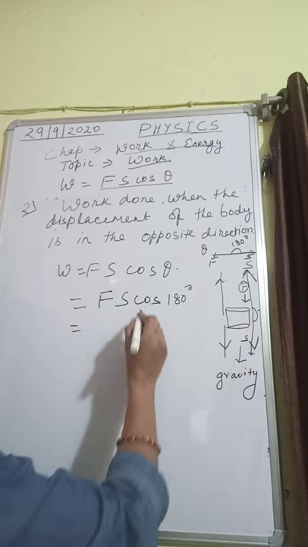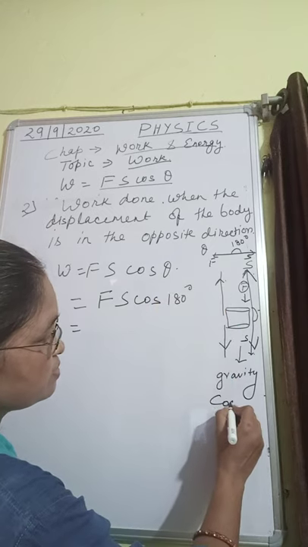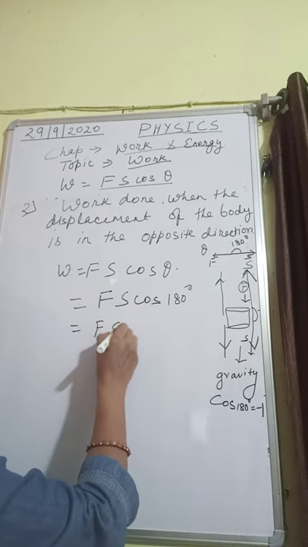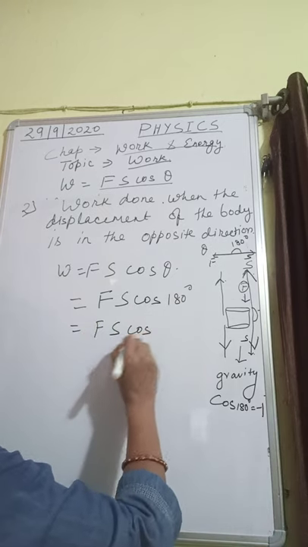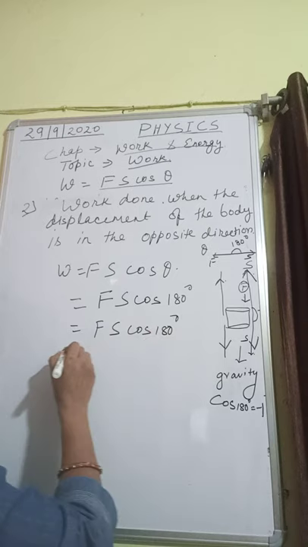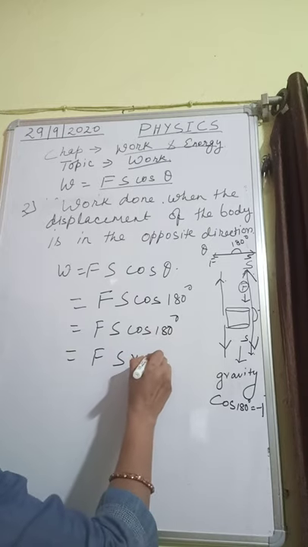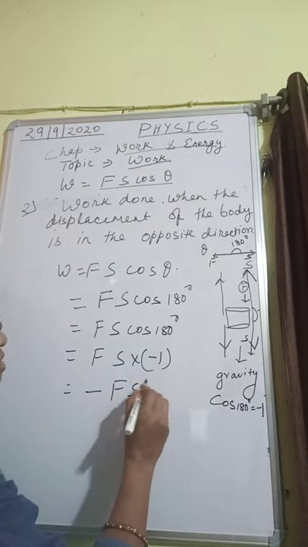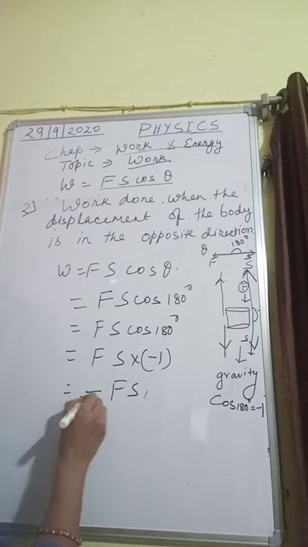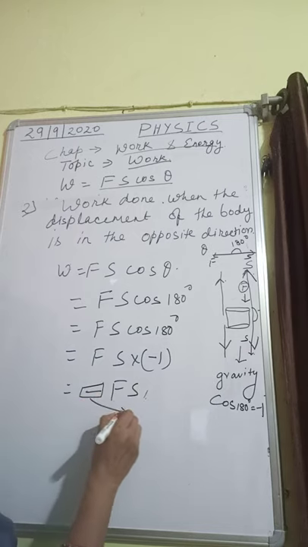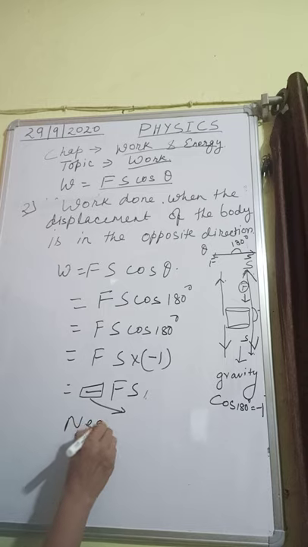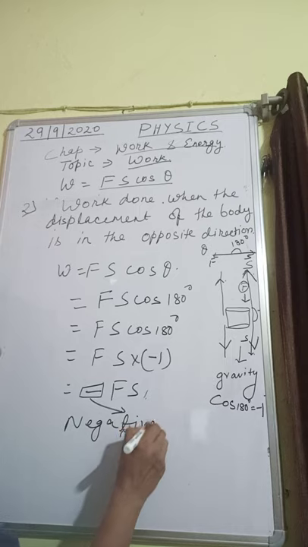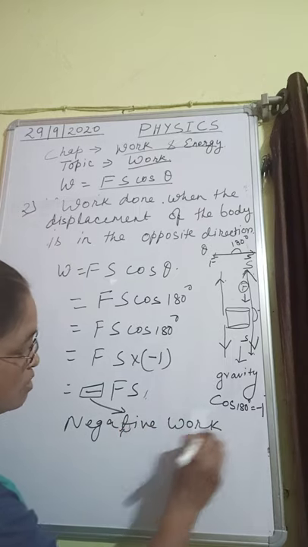So here the value of cos 180 degree is equal to minus 1. So F S cos 180 degree, that is F S into minus 1. So we are getting minus F S. See here, minus, that means this type of work done is known as negative work done.